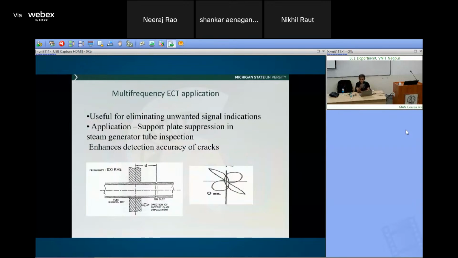What is the application of multi-frequency? It's useful for eliminating unwanted indications, for example, support plate suppression in steam generator tubes. So you can suppress this out. This is called mixing, and it is a commonly used method. Most eddy current instruments have a button for mixing, and you give them which two frequencies, and it will automatically do that. It will remove these two lobes, and all you have left is the defect signal.